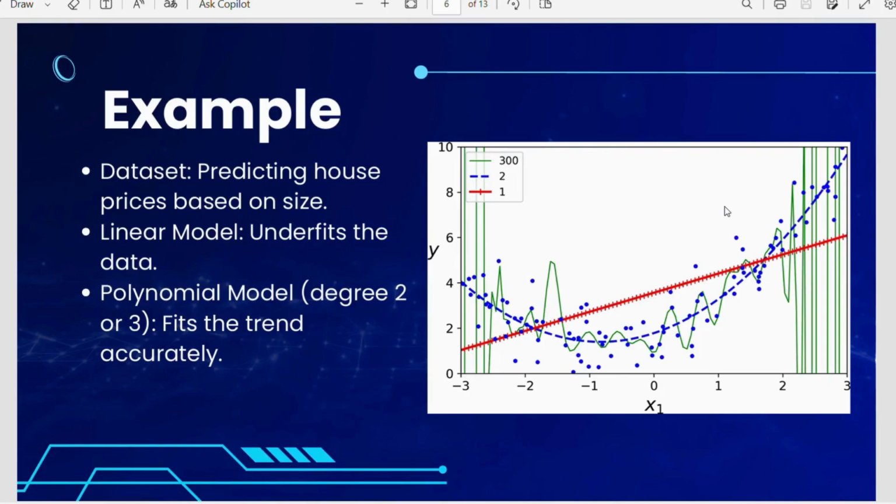Example, predicting house price. In the linear model, degree 1 fits a straight line and underfits and misses some important patterns. But in the polynomial model, degree 2 or 3 fits a curve and captures the trend more accurately, like this.